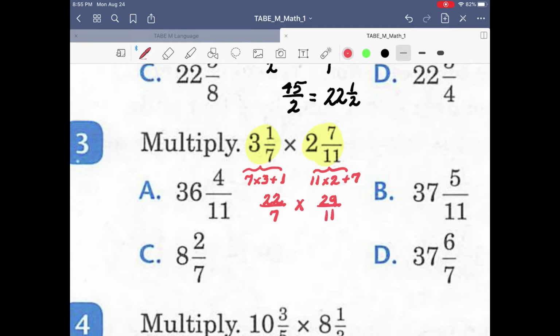And we're multiplying. I can cancel this way, which is quite nice. I'll cancel by an 11. 11 into itself, and then 11 into 22. So I end up with 29 times 2. It's going to be 58, and a 7 on the bottom. 7 into 58 is 8 times, with 2 left. So 8 and 2/7. The answer to number 3 is C.